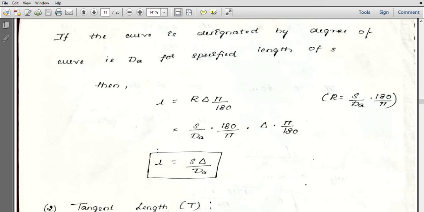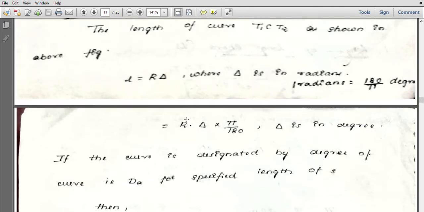When the degree of the curve is given, we should use the formula L is equal to S into delta divided by dA. Suppose the radius is given, then we write the formula L is equal to R into delta into pi by 180. So this is the first element of the curve.